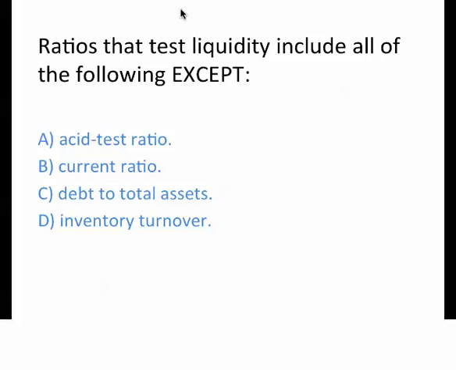Ratios that test liquidity include all of the following except for A, asset test ratio, B, current ratio, C, debt to total assets, or D, inventory turnover. Liquidity is how rapidly things turn into cash.